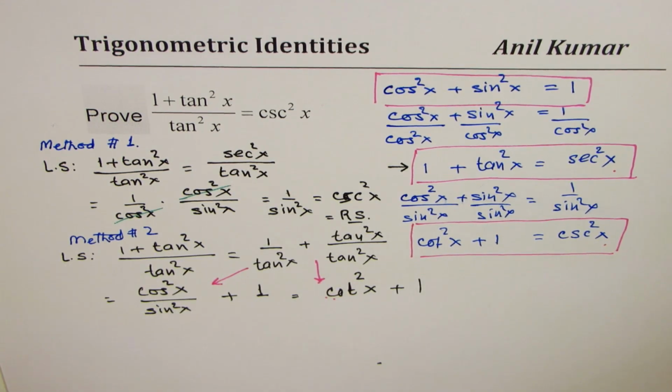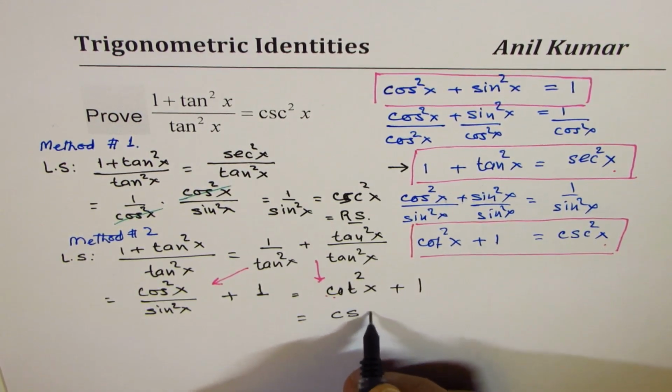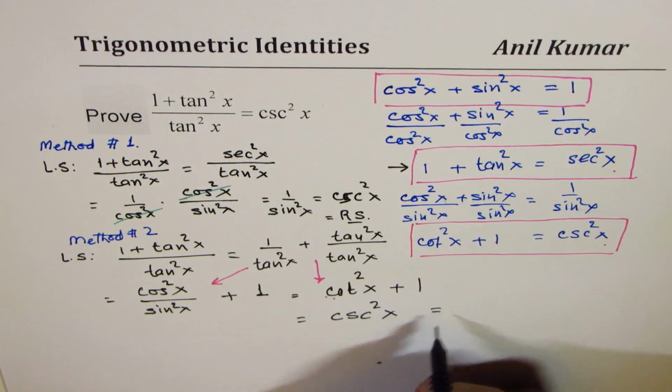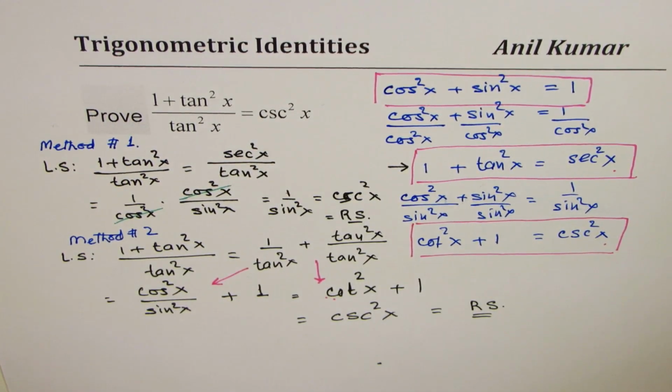Now, you know what cot square x plus 1 is? Cot square x plus 1 is cosecant square x. So you can write this as cosecant square x, which is the same as the right side, and you can prove it. So either way, it works. I hope that helps.